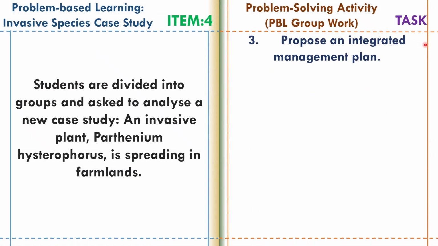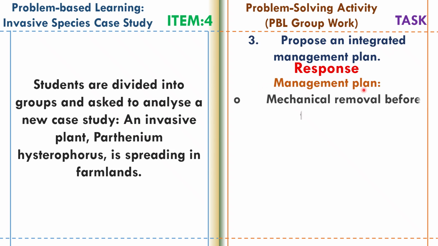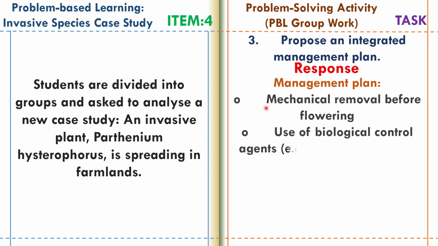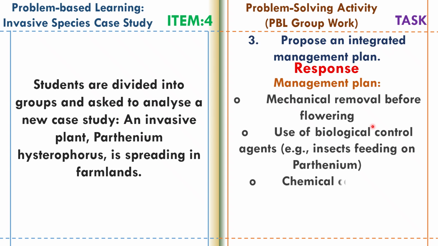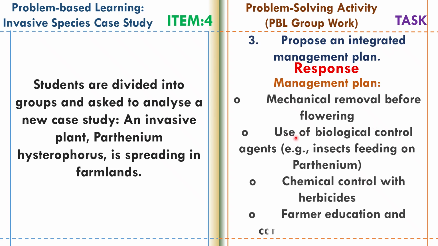Propose an integrated management plan. Management plan: mechanical removal before flowering, use of a biological control agent, for example, insects feeding on Parthenium, chemical control with herbicides, farmer education and community involvement.